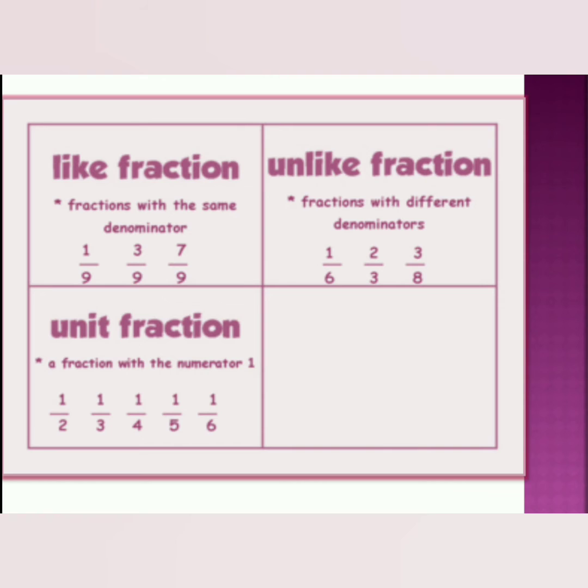Fractions with different denominators are called unlike fractions. For example, 1 by 6, 2 by 3 and 3 by 8. Here all the denominators are different, so this is an unlike fraction.